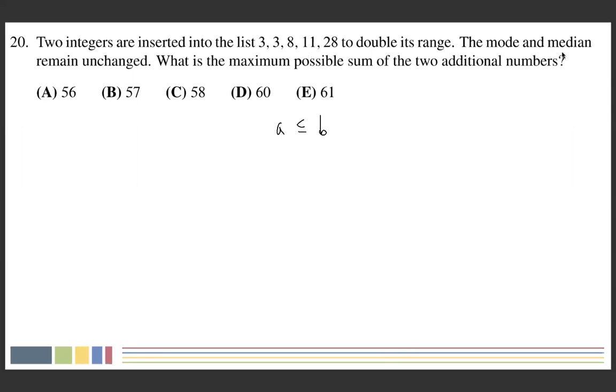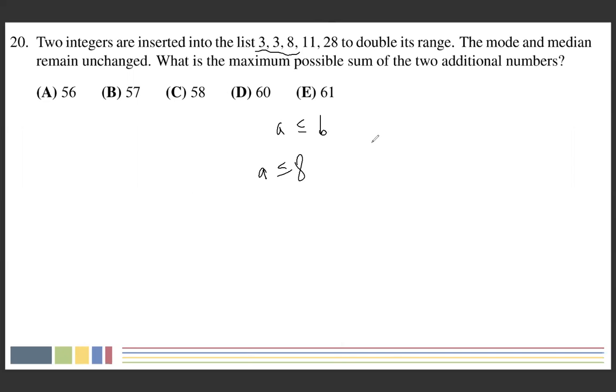So we need the median to stay the same. We can't just have both of the numbers be greater than 8, because that would make the median no longer 8, right? We would have the lowest 3 numbers in the list be 3, 3, 8, and there would be 7 numbers in the list, and the other 4 would all be greater than 8. So the median could no longer possibly be 8, which means this could not happen, which means A is less than or equal to 8.